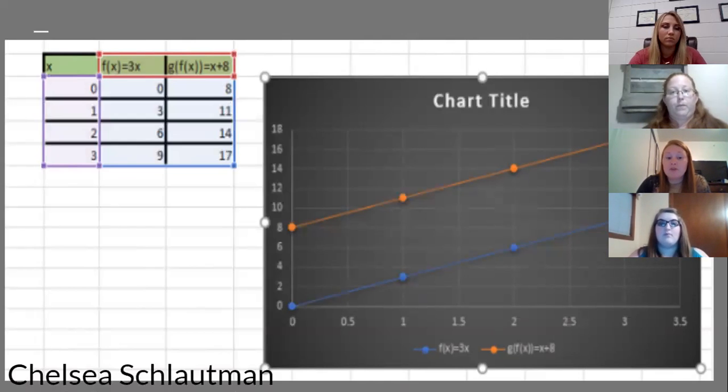And then again for the orange, it's the same thing. We're just basically going to plot those numbers 0, 8, 1, 11, 2, 14, and 3, 17, and it will give us our lines on the chart. Super simple.